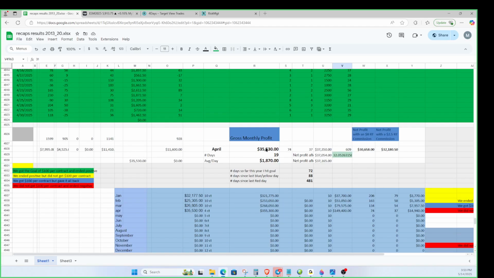Last month we had a really good month. This was our best month. Last month, $35,530 with one contract. I trade 10 contracts, so it's actually 10 times that for me. But with one contract, that's what it was last month. I averaged $1,870 per day per morning session with one contract last month.